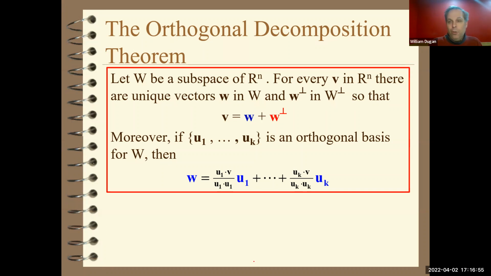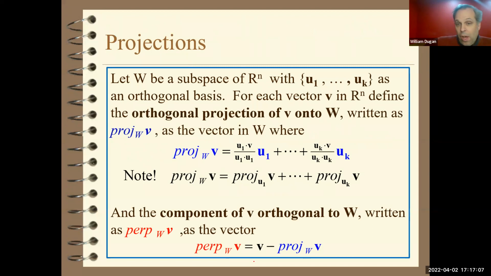So then, since this theorem says there's only one such vector in W and only one such vector in W perp, we can give them names. So we'll call them the orthogonal projection of the vector v upon the subspace. So if you give me a subspace and an orthogonal basis for that subspace, for every vector in Rn, we can then define the orthogonal projection of v upon W, written as we've been writing it. And it is then just the sum of the projections of v upon the orthogonal basis of the subspace.